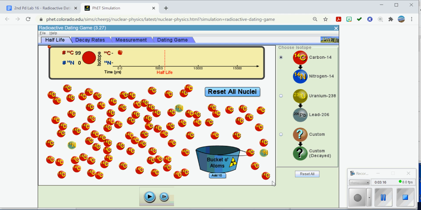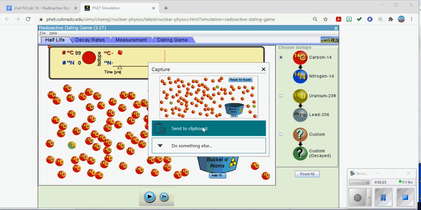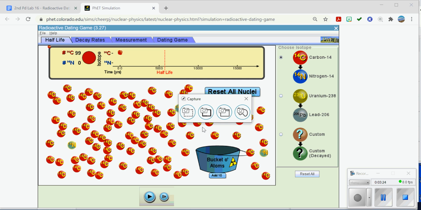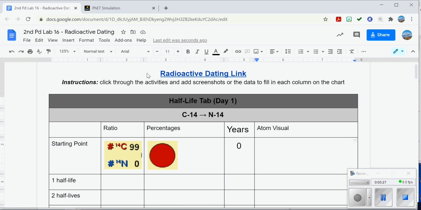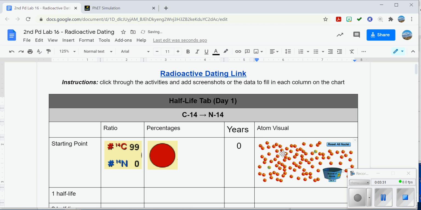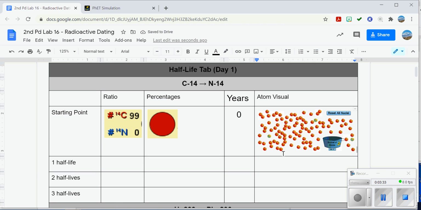So what does that look like for us? We just keep going, keep going, keep going. That's as close as I can get to perfect. You see how we are right at that half-life, and I've got this stuff perfect. So now I'm going to take some more screenshots.